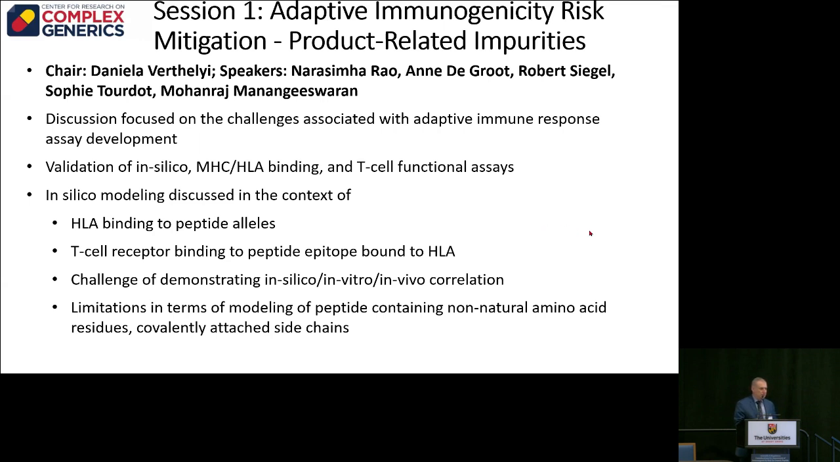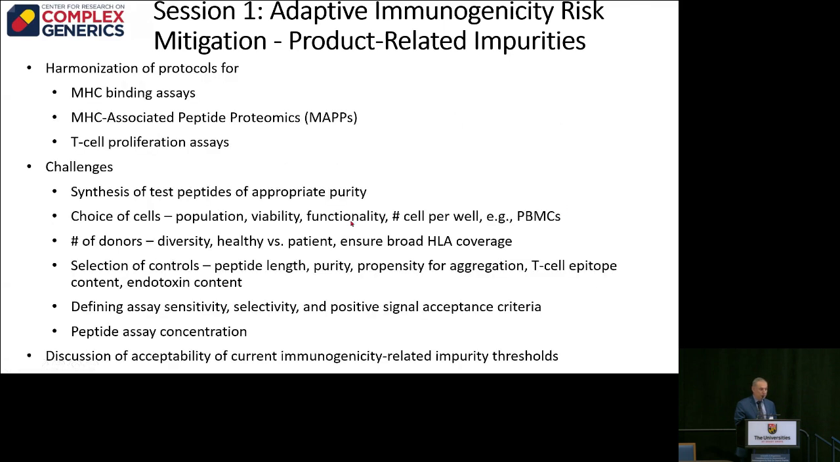The discussion continued around the harmonization of protocols for MHC binding assays, also the MHC-associated peptide proteomics or MAPPS assays, and of course the T-cell proliferation assays. In terms of challenges, some of these were identified as the synthesis of test peptides in appropriate purity, the choice of cells in terms of the population, the viability of the cells, the functionality, the number of cells per well, and for example, PBMCs was obviously a cell that's used extensively.